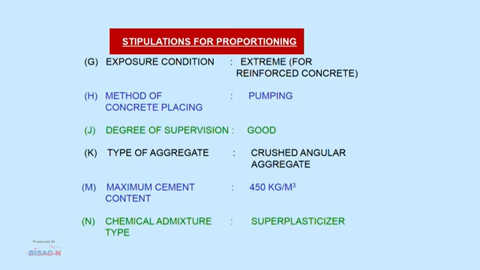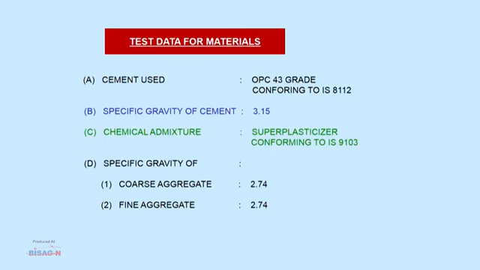Exposure condition extreme for reinforced concrete, degree of supervision good, type of aggregate crushed angular aggregate. If the aggregate is of a different type, then appropriate corrections are to be carried out. Maximum cement content 450 kg per meter cube, chemical admixture type superplasticizer, cement used OPC 43 grade, specific gravity of cement is generally 3.15, chemical admixture superplasticizer, specific gravity of coarse aggregate 2.74, for fine aggregate also 2.74.